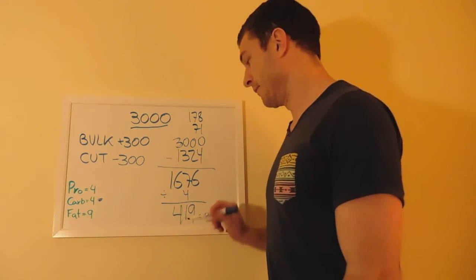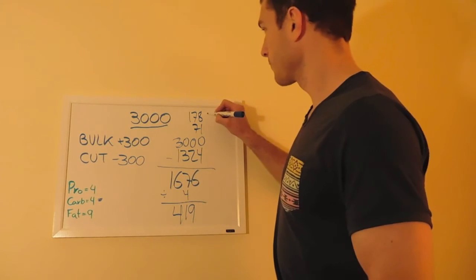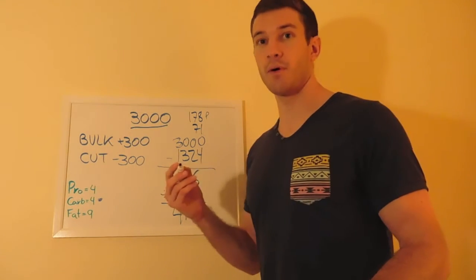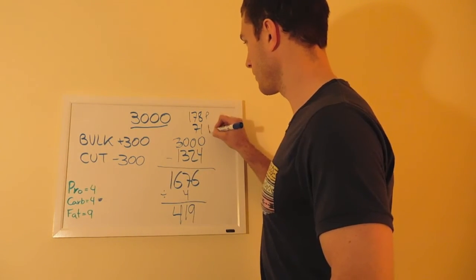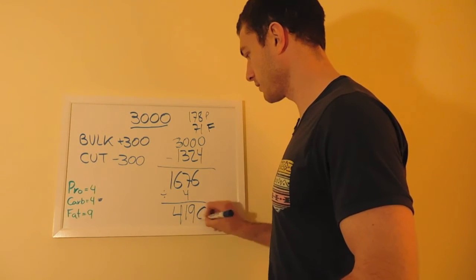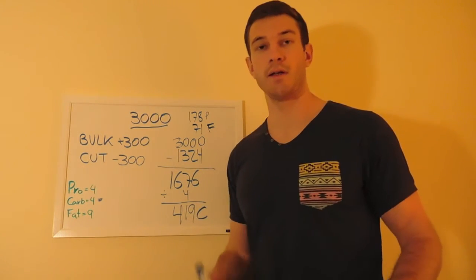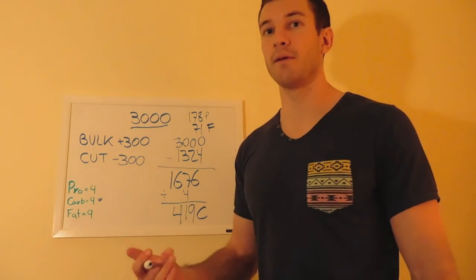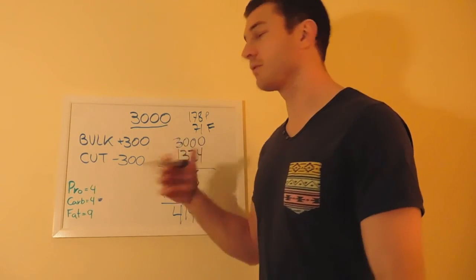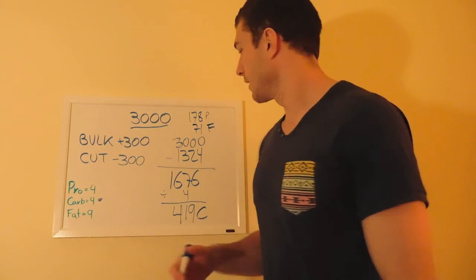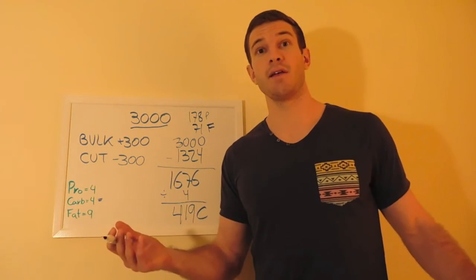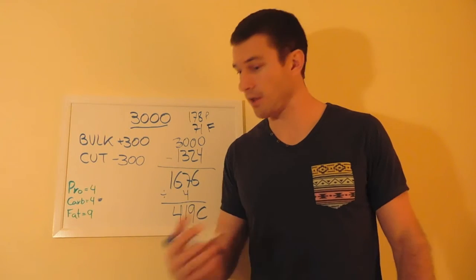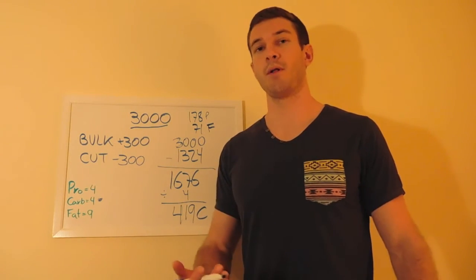So my macros would look like 178 grams of protein per day, 71 grams of fat, and 419 grams of carbohydrate, just to maintain my weight, okay? Because again, 3,000 was the number that we came up with. And that is it. You've calculated your macros. Nothing too crazy, quite simple, okay?